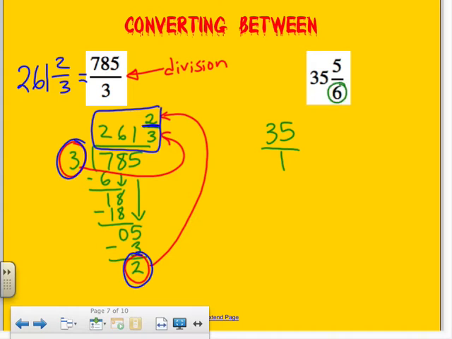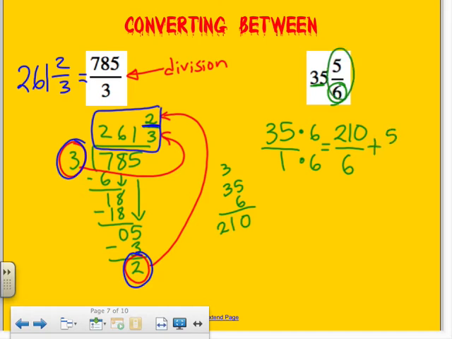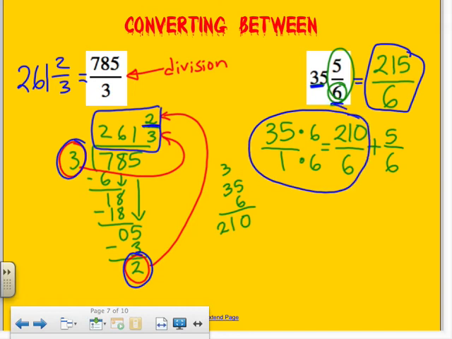Our fraction is sixths. So remember, I can do an equivalent fraction. If I multiply both by 6, I'll get 35 times 6, which is 210. So instead of writing 35, I'm going to write 210 sixths. And then I need to include the 5/6, so add in that 5/6. Altogether, I have 210 plus 5 more is 215 sixths. So turning it into an improper fraction gives 215 sixths. You first just need to change your whole number into an equivalent fraction with the same denominator and then add them up.